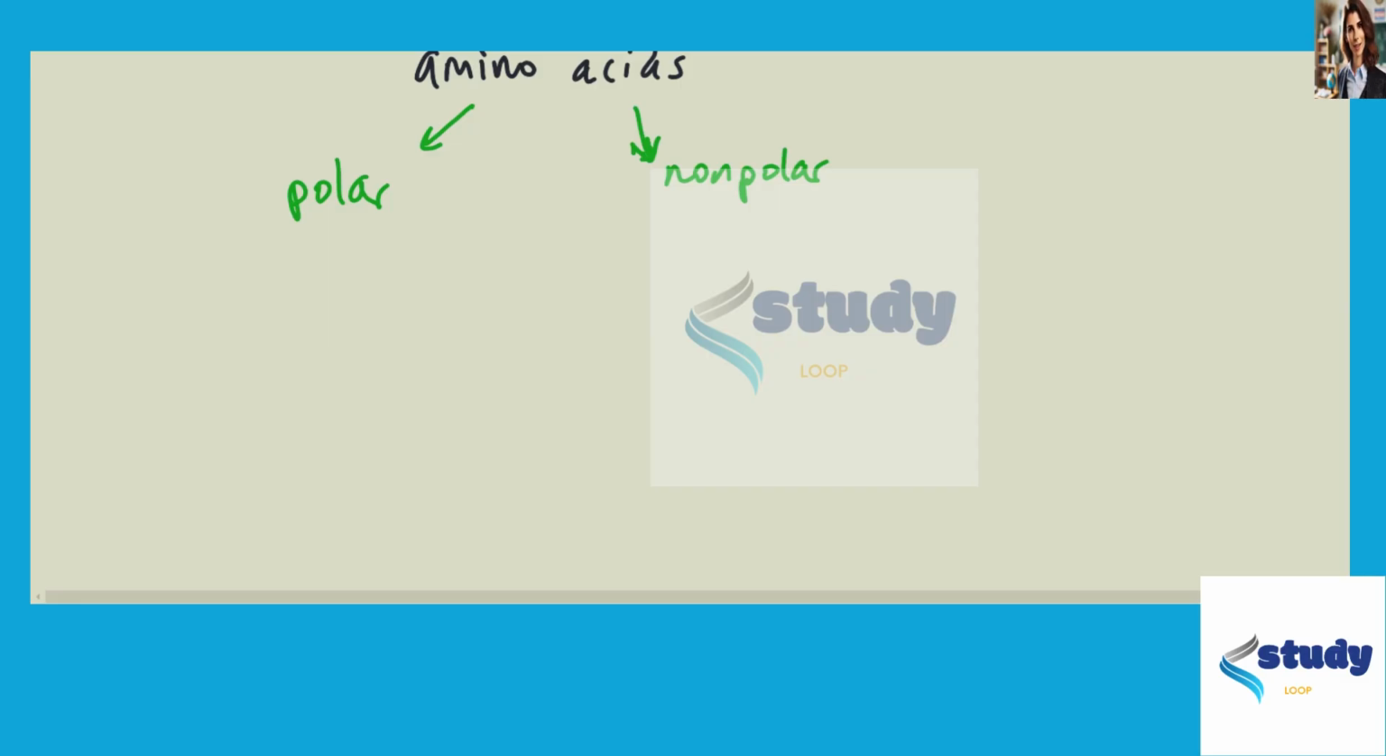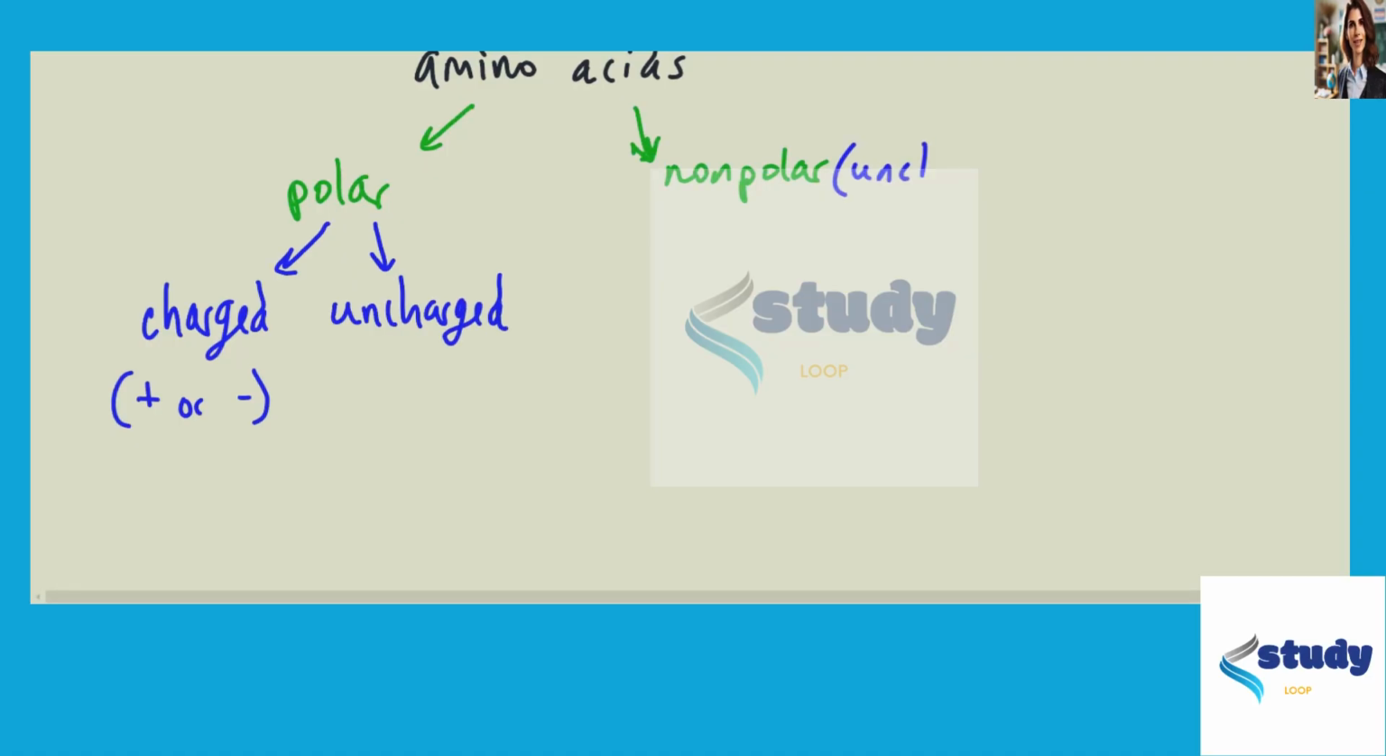So if we were to look at a protein, for example, our hydrophobic amino acids will be towards the interior of the protein so that it will not have to come into contact with the water environment that surrounds that protein. Now we can further break down our polar amino acids into those that are charged. So that can be positive or negative, and those that are uncharged. And of course, our nonpolar amino acids are all going to be uncharged.